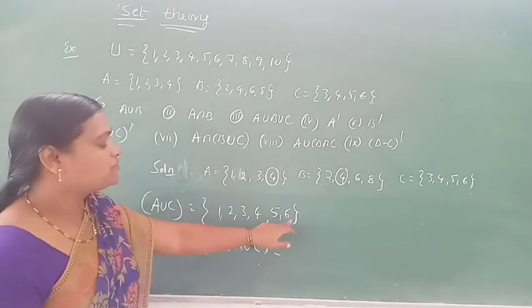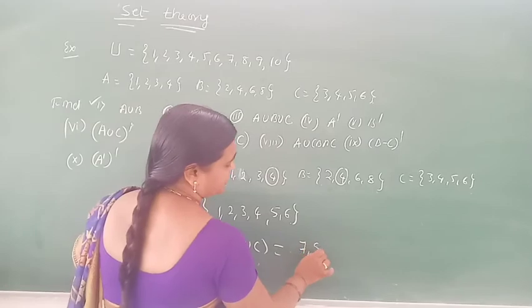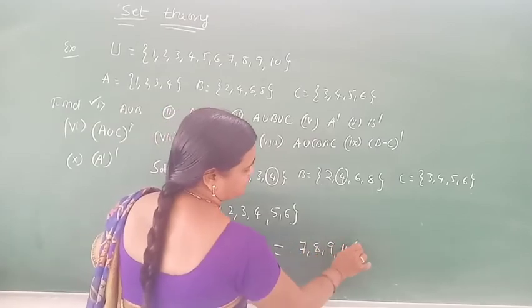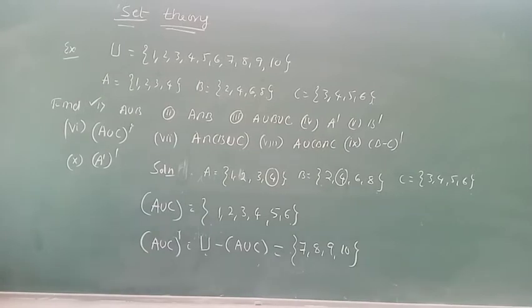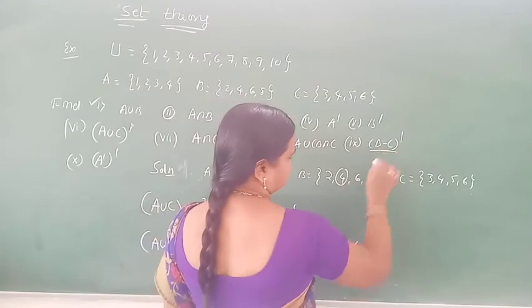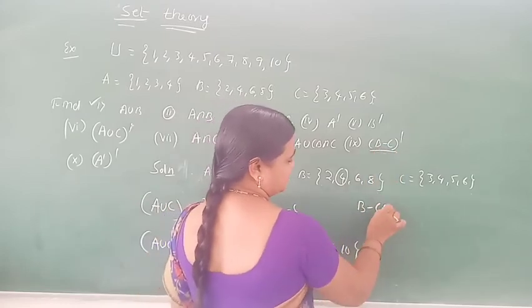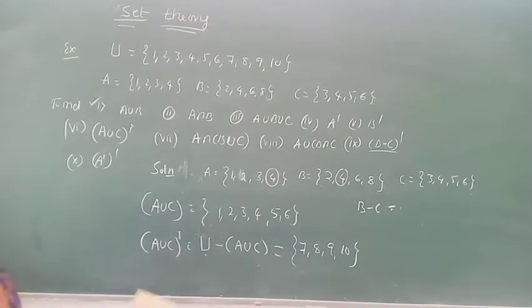1, 2, 3, 4, 5, 6 we have to remove, and the remaining elements are 7, 8, 9, 10. Okay, the elements present in U but not in A union C. In this way we can calculate. Next, the last one, the ninth one, I will take B minus C. Later on I will do that one by one.